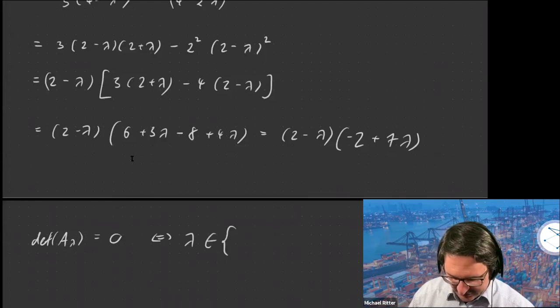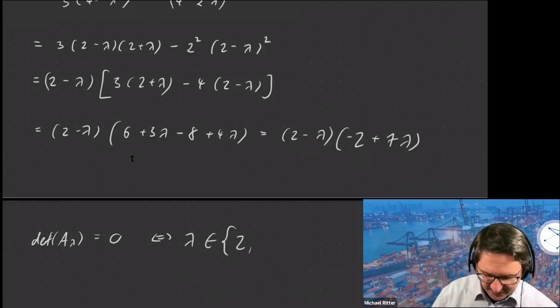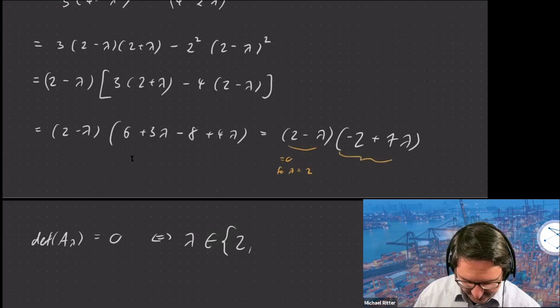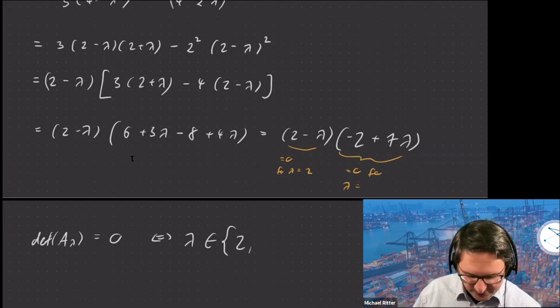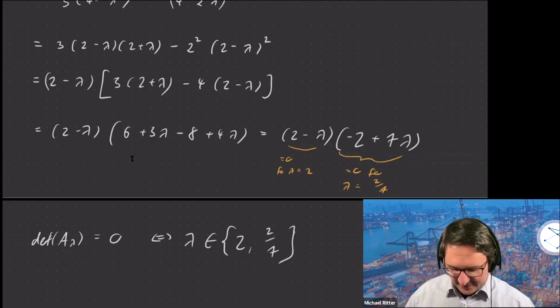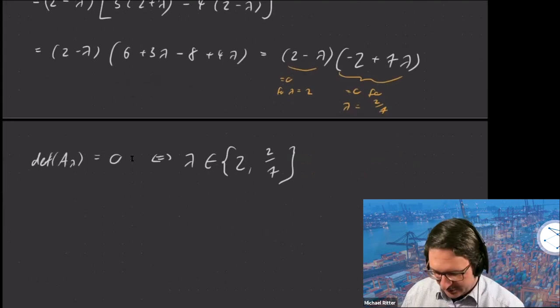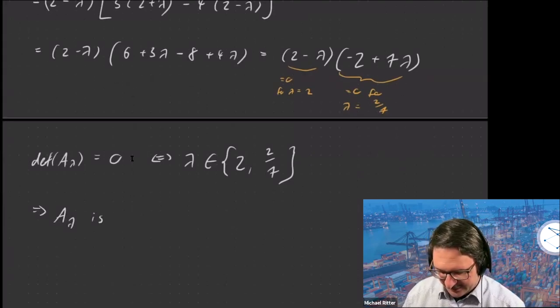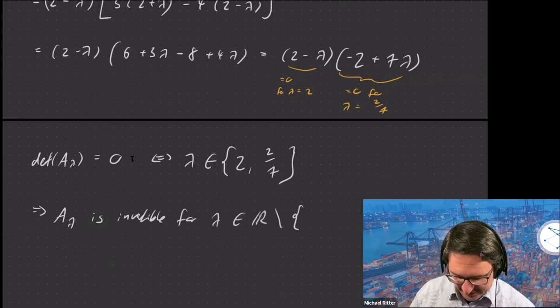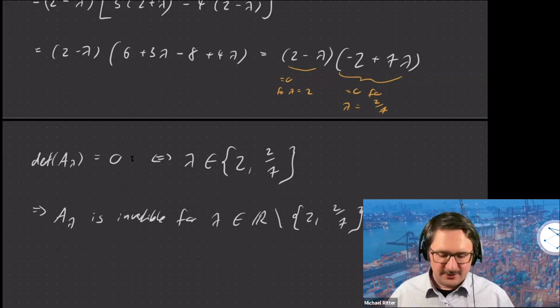And the first one is simply 0 if lambda is 2. And the second one, that is 0 for lambda equals 2 over 7. So that's our second factor here. And that means the matrix is invertible for all lambdas that are not 2 or 2 over 7. So for lambda in the reals, with the exception of 2 and 2 over 7. And that would be the answer to part A.